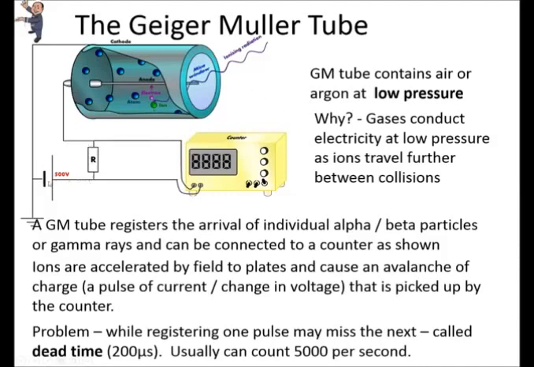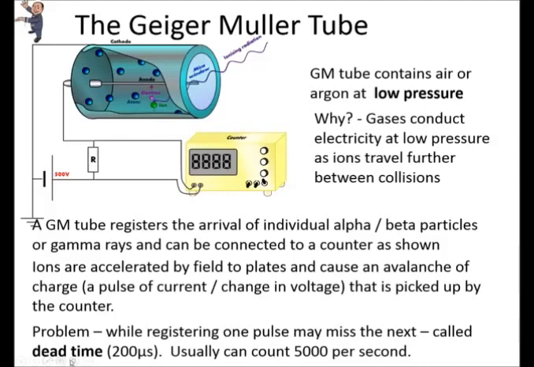We've just got a potential difference, we've got a resistor, and this counter is kind of acting as a voltmeter, but it's picking up a pulse of current. So as particles are ionised in there, ions are accelerated by a field to plates, and this causes an avalanche of charge, a little pulse of current or a change in voltage that's picked up by the counter. There is a problem with this. They've only got a certain sort of resolution, if you like.